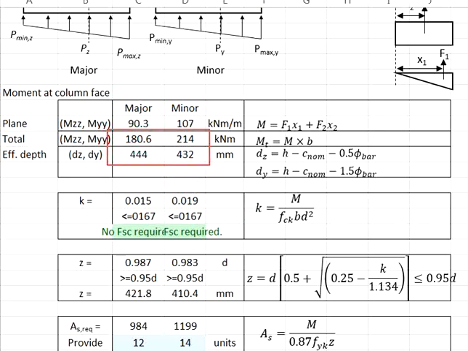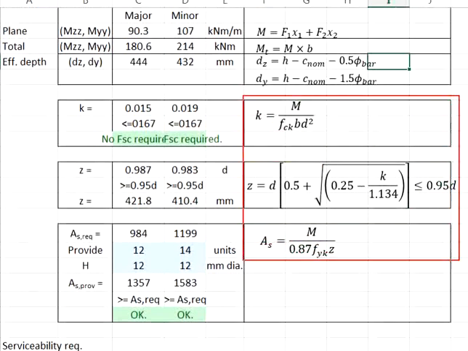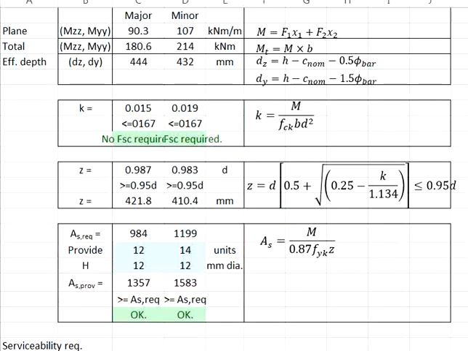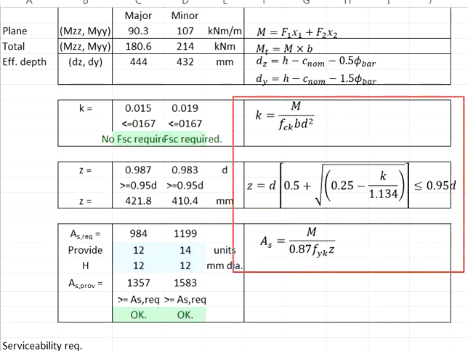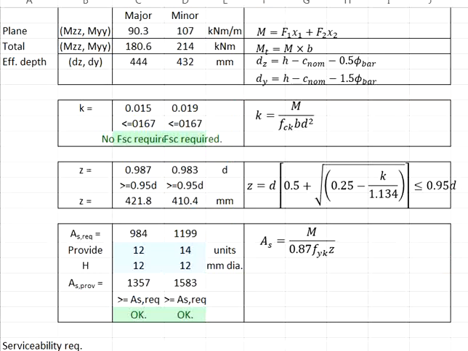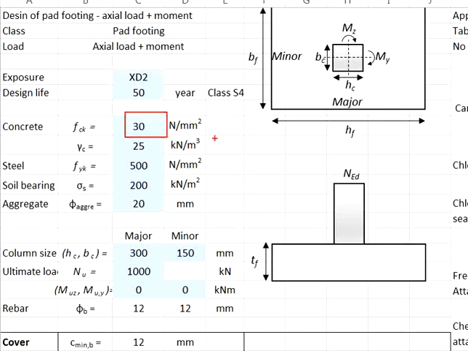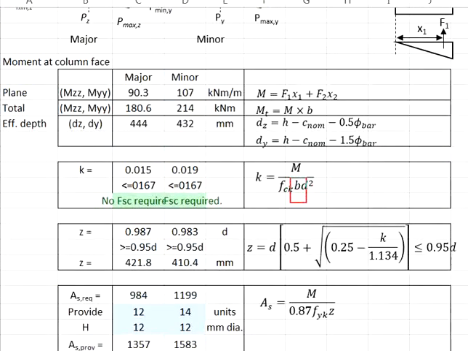Having the design moment and the effective depth concluded, the following step to design the amount of reinforcement bar will be typical. You will use the same set of equations that you use for the design of beam and slab. First, you will need to determine the K. Use the moment 214 kilonewton meter divided by fck, which is 30 Newton per mm square, divided by the b.